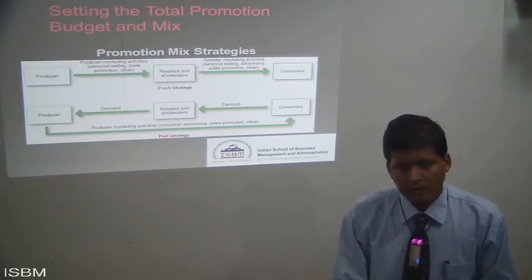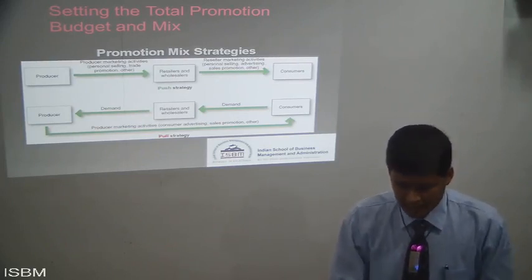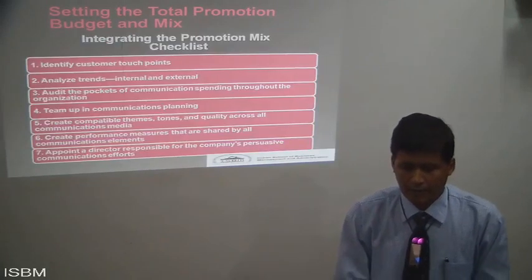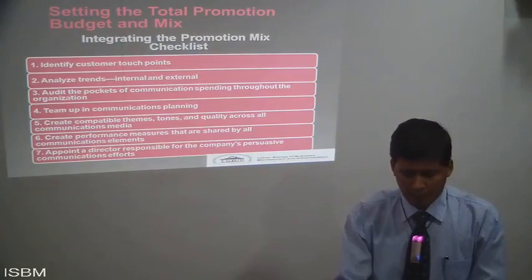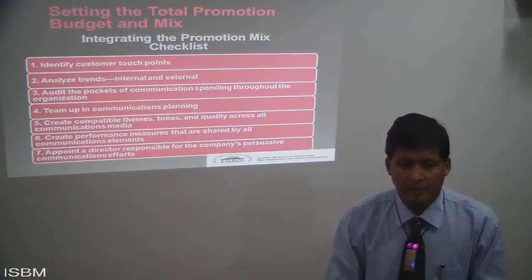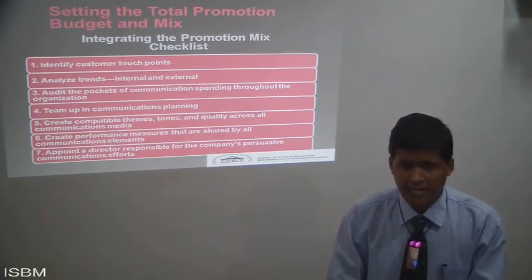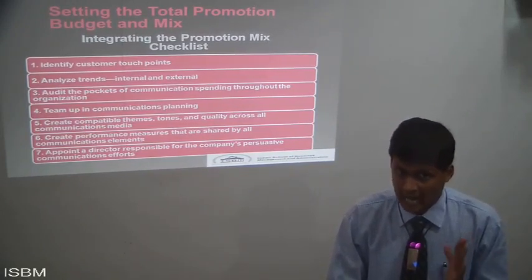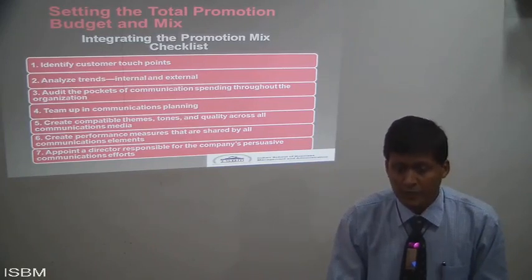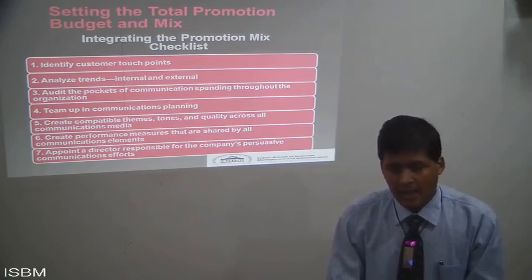So when we are looking at the total promotion budget and mix, understanding the cycle and developing the push and pull mechanism is important. When we are integrating the promotion mix, the checklist would be: 1, identify customer touch points, which areas could be tapped upon. 2, analyze trends, internal and external, what's happening around. 3, audit the pockets of communication spending throughout the organization, understanding where the gaps are.